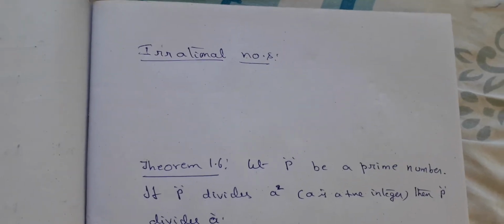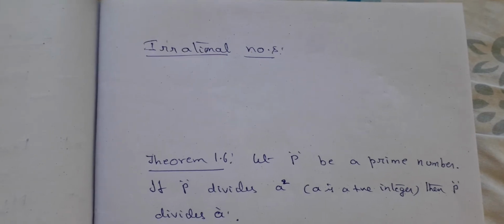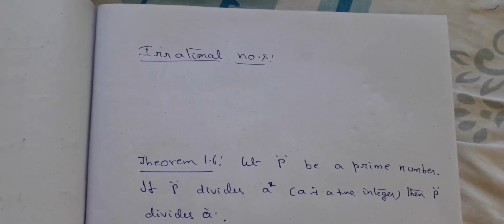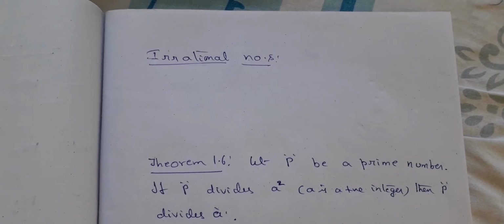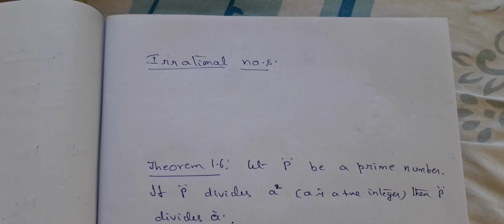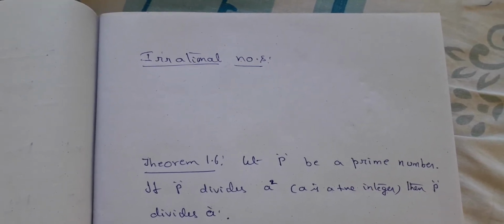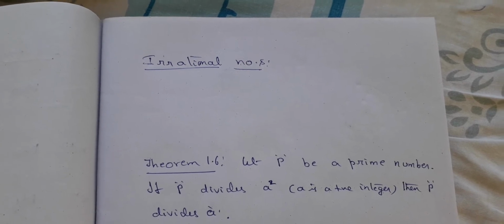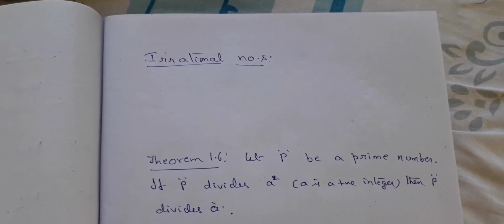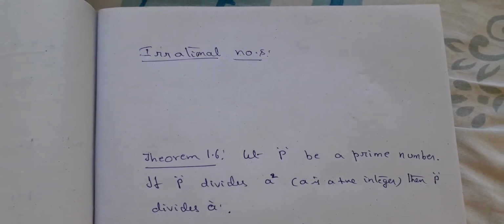Good morning, children. Right, we are moving ahead to irrational numbers, which is a part of the real numbers chapter from your class 10 syllabus. We have already defined what rational numbers are. Any number which can be expressed in the form of p by q, where p and q are co-primes and q is not equal to 0, is called a rational number.